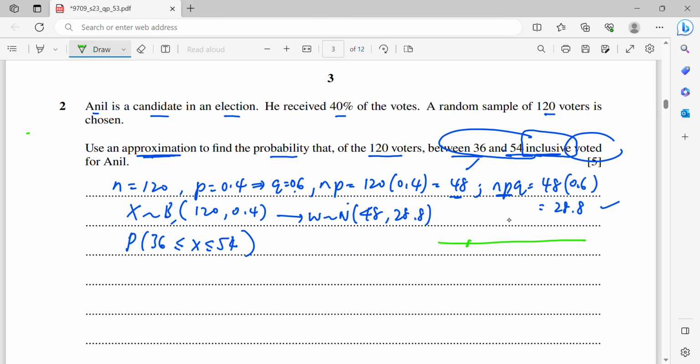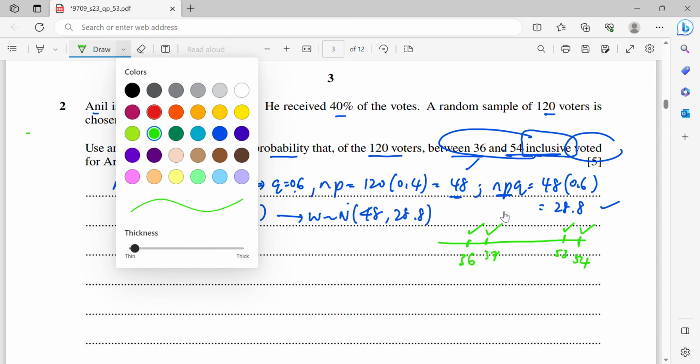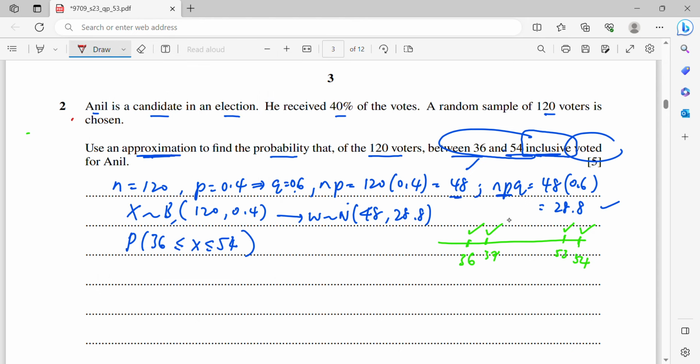So now here I have two values, 36 and 54. Greater than or equal to 36 means it will be 36, 37, and so on, up to 54. So it can be 54, 53, and so on. Then I need to decide whether I plus 0.5 or minus 0.5 from these two given values. So if I minus 0.5 from 36, I will be getting 35.5.